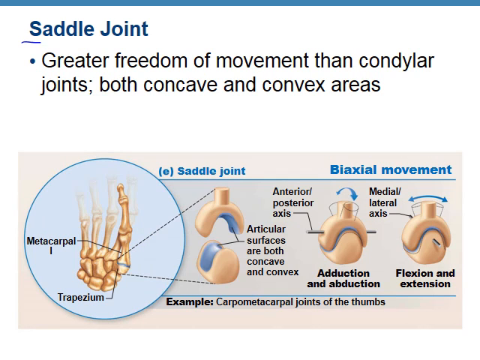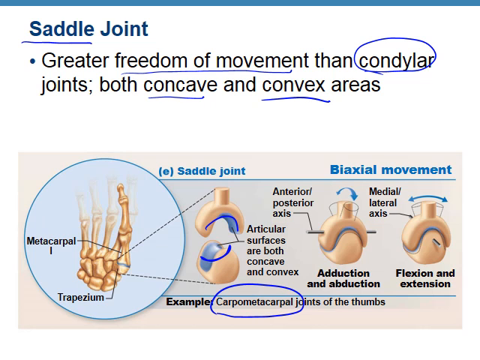Fifth type of joint, saddle. We're still talking about synovial joints, right? We have a little bit more movement here than we had in the condylar. We have concave and a convex area, so you can see them here. The best example is a carpometacarpal joint. So you should be able to figure this out. Carpal means wrist. Metacarpal are bones of the hand.